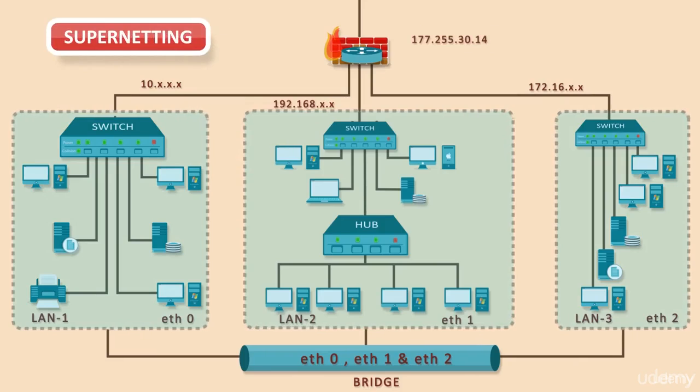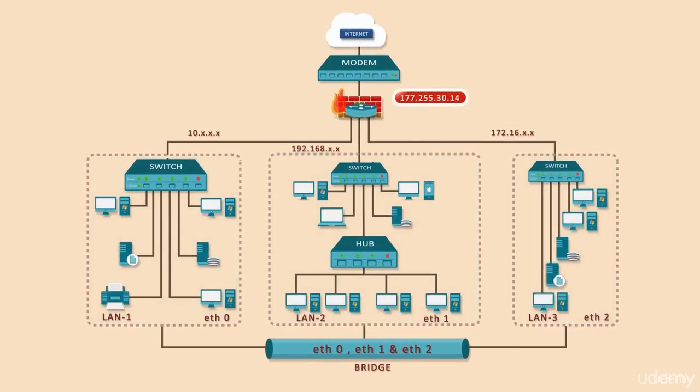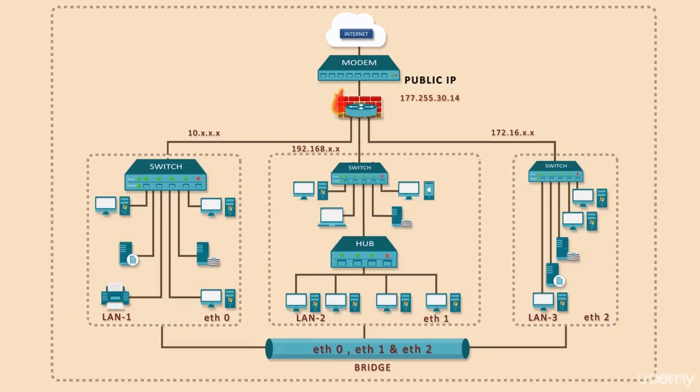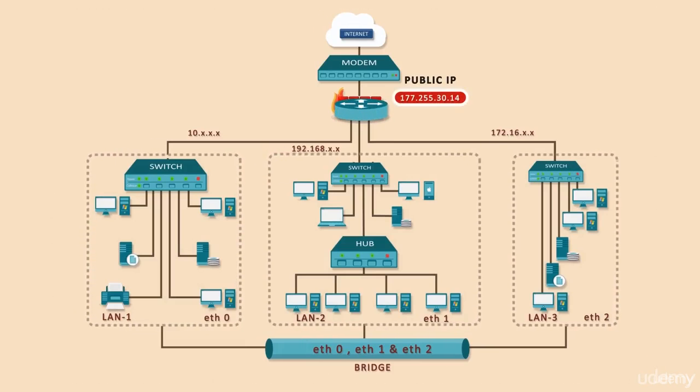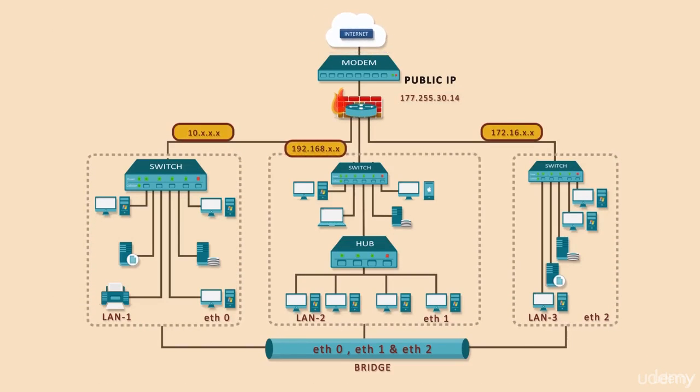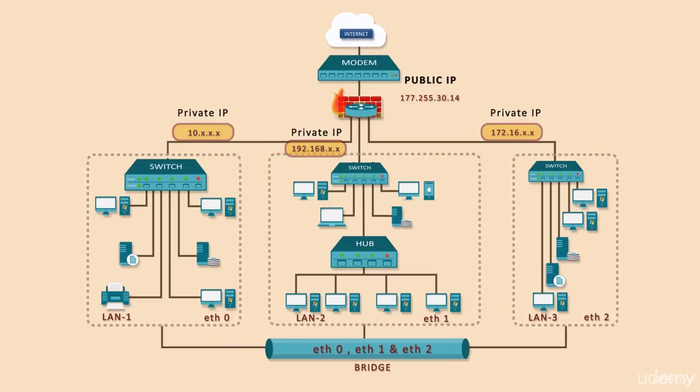When these multiple subnets with a common prefix are combined to form a large network, it is called supernetting. The IP address assigned at the router point is the public IP, and this entire network connected to this router is identified with this IP by the other systems on the internet. The IP address of each and every system inside the network is its private IP. This IP is not known outside the network.